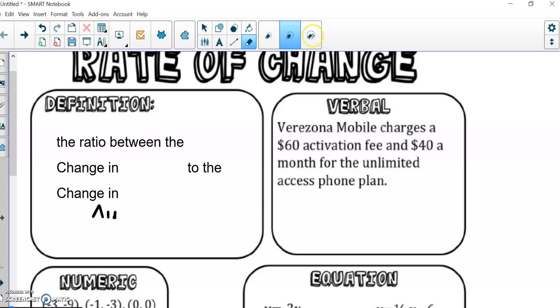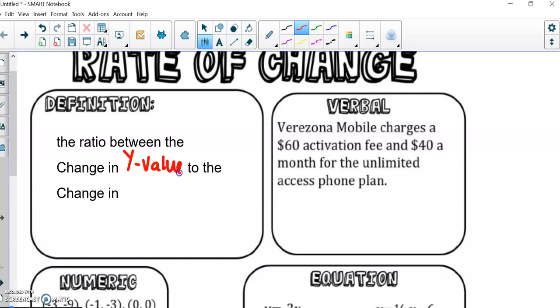Today, we're going to be talking about rate of change. Rate of change is the ratio between the change in y values to the change in x values.